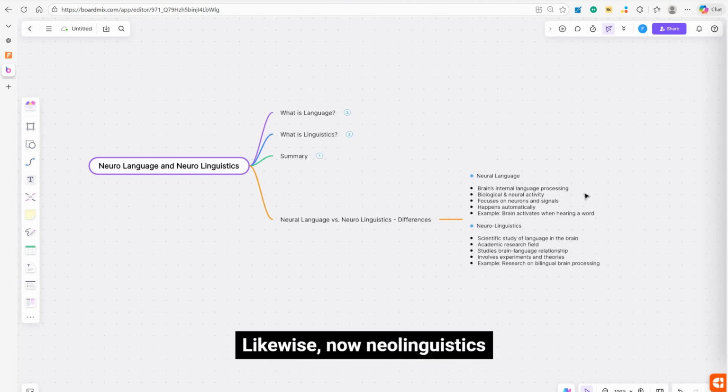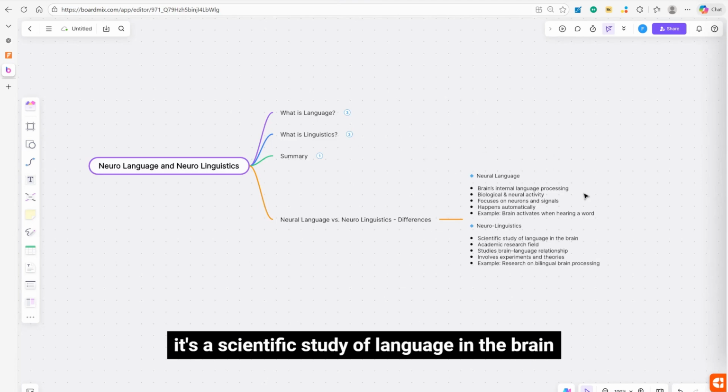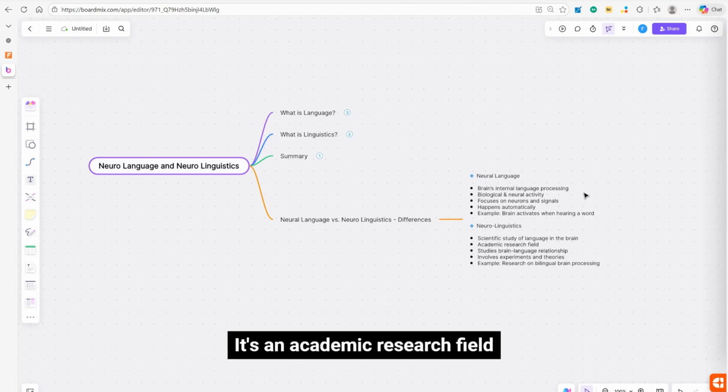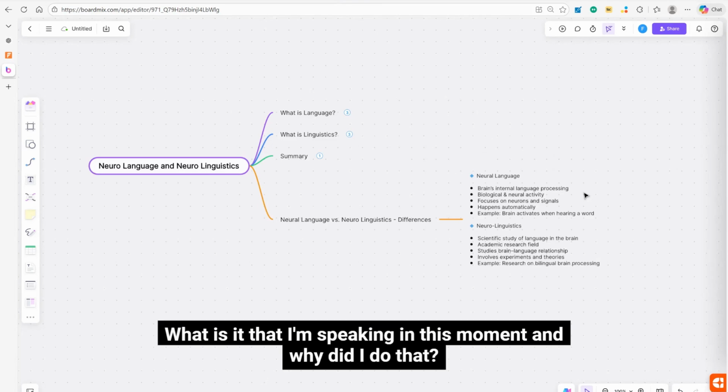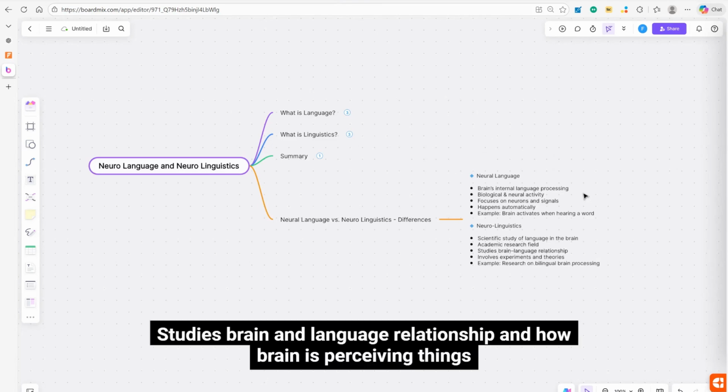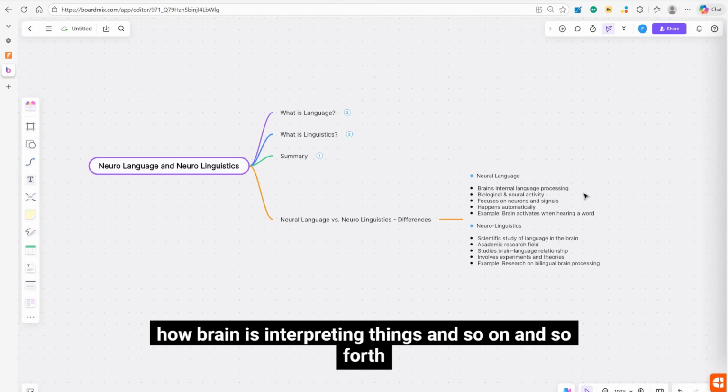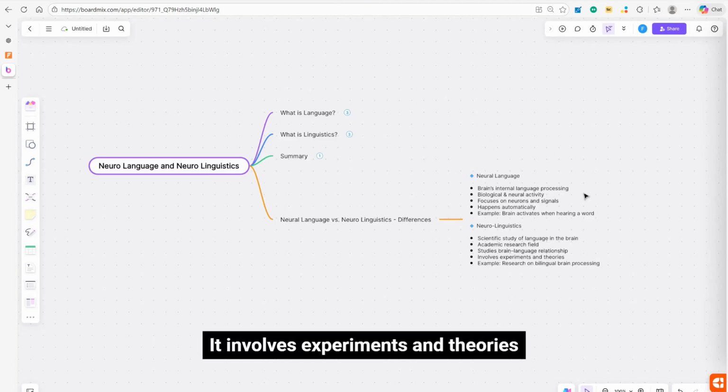Okay. Likewise, neurolinguistics is the scientific study of language in the brain. It's an academic research field. This is why what we speak to ourselves is a study. Actually, you need to study your own language. Okay, what is it that I'm speaking in this moment, and why did I do that? It studies the brain and language relationship, and how the brain is perceiving things, how the brain is interpreting things, and so on and so forth. It involves experiments and theories.